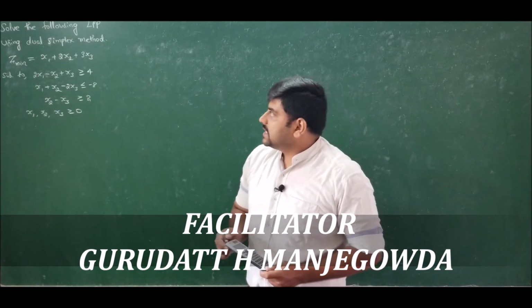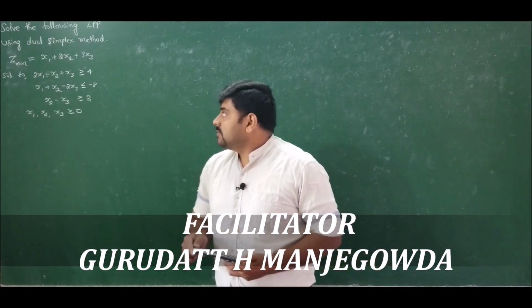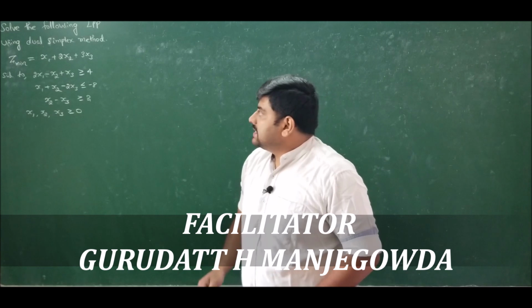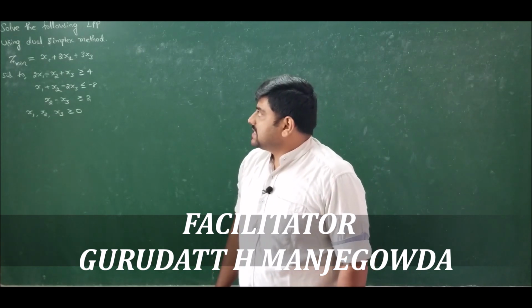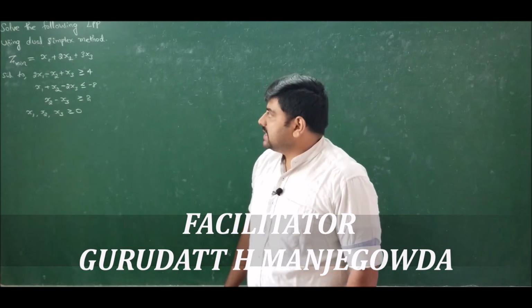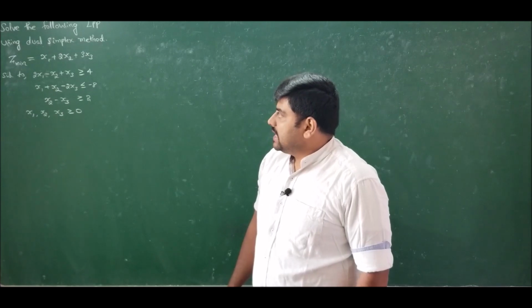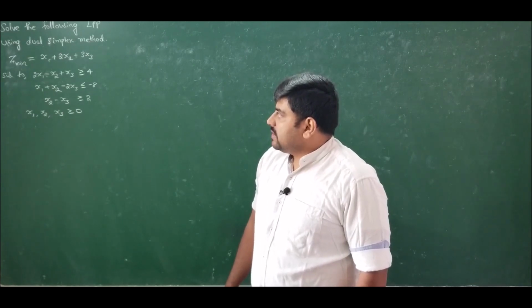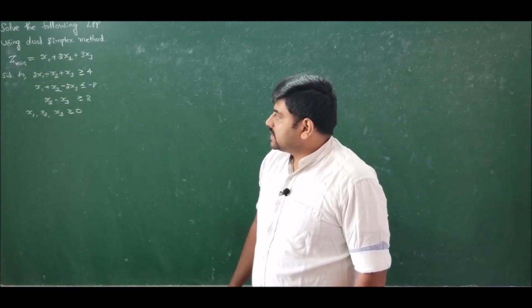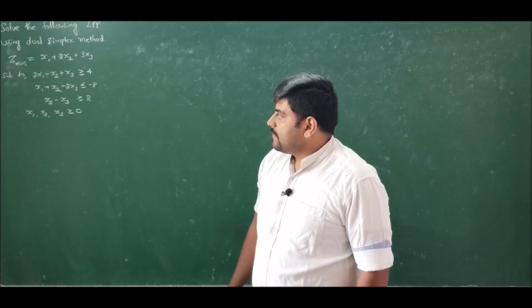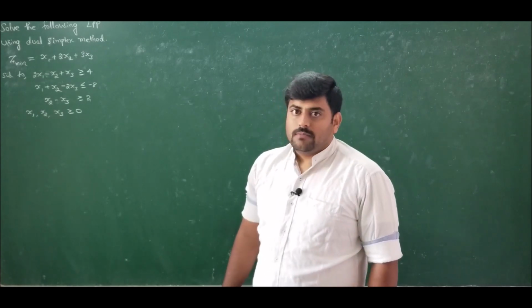The problem states: solve the following linear programming problem using dual simplex method. Z minimum is equal to x1 plus 2x2 plus 3x3 subjected to the constraints 2x1 minus x2 plus x3 greater than or equal to 4, x1 plus x2 minus 2x3 less than or equal to minus 8, x2 minus x3 is greater than or equal to 2, x1, x2, x3 are all positive variables.